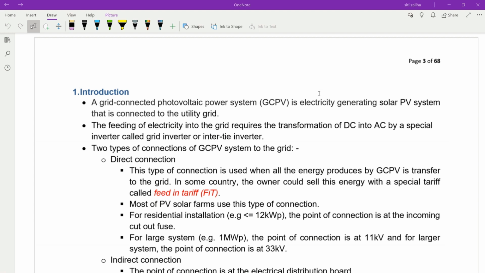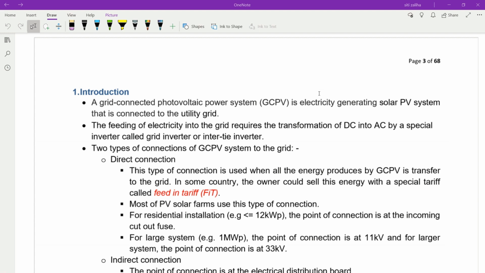Start with introduction. A grid-connected photovoltaic power system, GCPV, is an electricity-generating solar PV system that is connected to the utility grid. In Malaysia, the GCPV system is only available in Peninsular Malaysia and Sabah. The feeding of electricity into the grid requires the transformation of DC into AC by a special inverter called a grid inverter or intertie inverter. This is a special inverter which requires the grid connection.